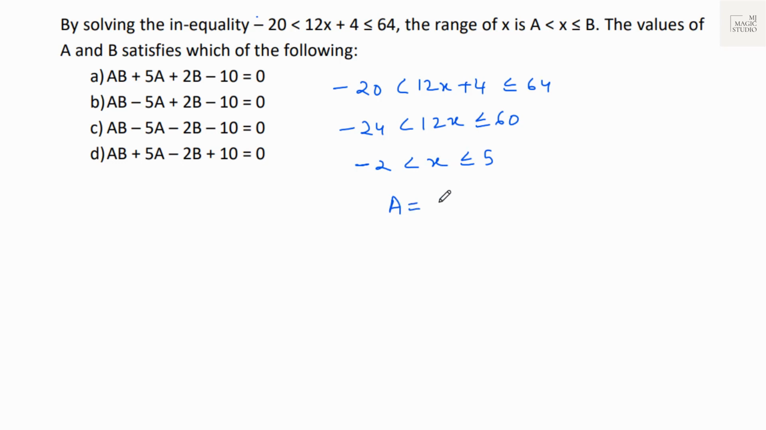That means the value of a is minus 2 and the value of b is 5. And now you need to just put in the options and check which option fits. So if I try in B, a into b is minus 10, minus 5a is plus 10, plus 2b is plus 10, and minus 10, this will give me 0. Okay, it fits in option B.